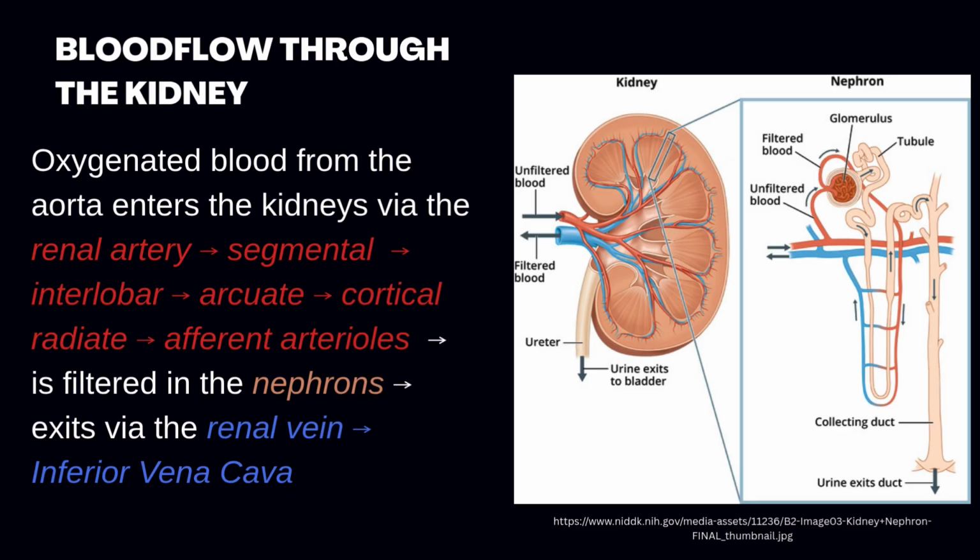In summary, the order of blood flow through the kidneys is as follows. Oxygenated blood from the aorta enters the kidneys via the renal artery. This branches into the progressively smaller interlobular, arcuate, and cortical radiate arteries. The afferent arterioles follow. The blood is filtered through the nephrons before exiting through the renal vein into the inferior vena cava.